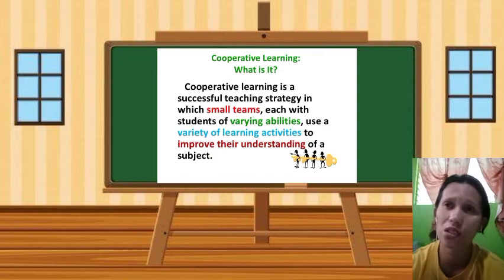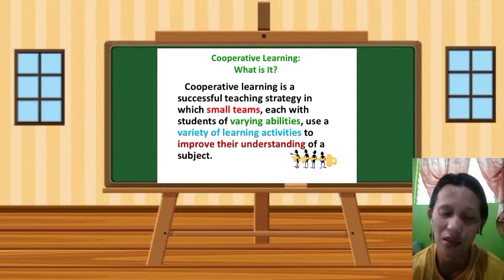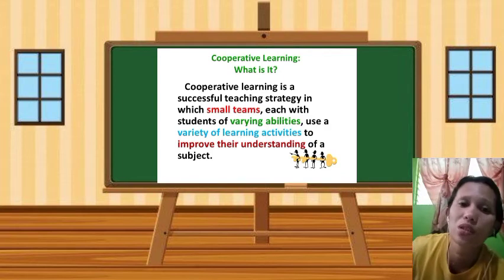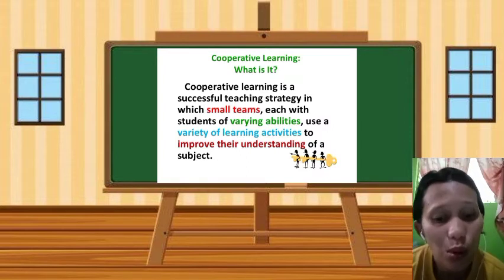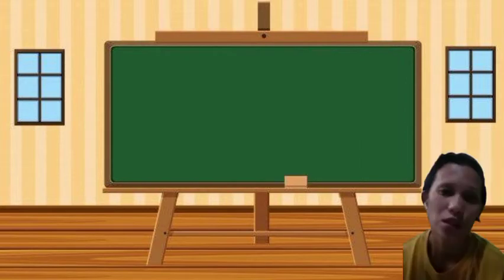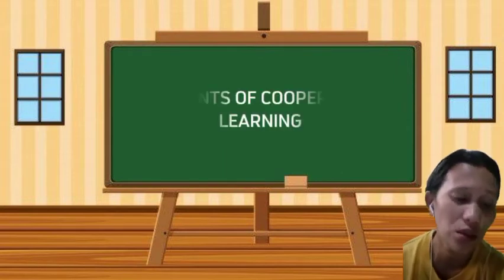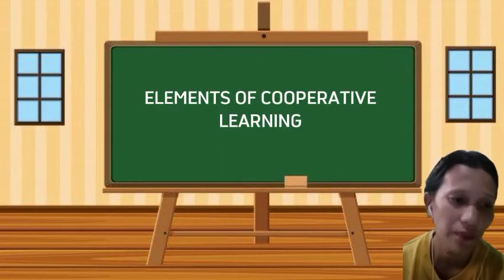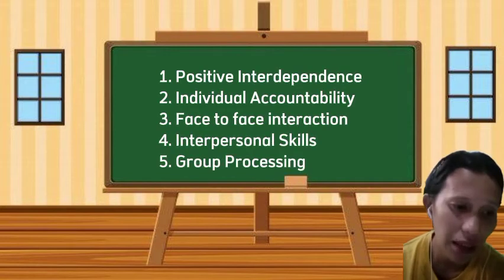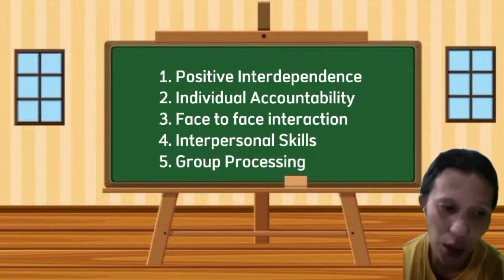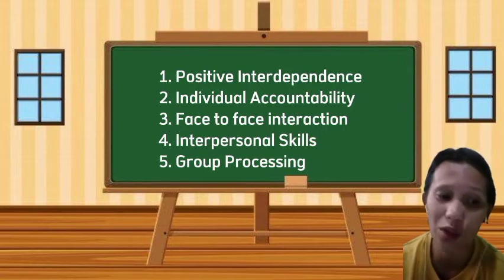Every student is obliged to cooperate so that at the end of the class they will show to their instructor whatever conclusion they have. Aside from that, there are also elements of cooperative learning: positive interdependence, individual accountability, face-to-face interaction, interpersonal skills, and group processing.